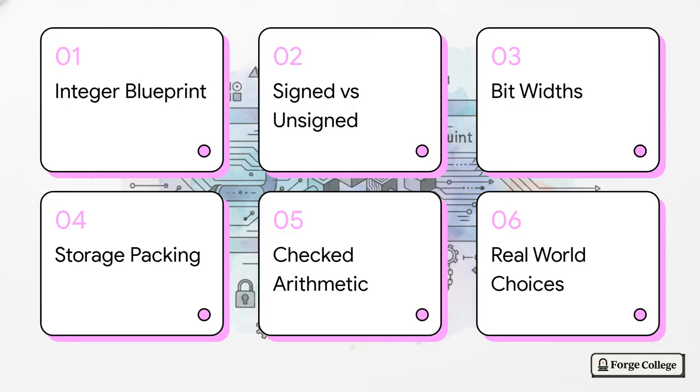Okay, so here's our schematic for today. 1. The blueprint of Solidity integers. 2. Signed versus unsigned types. 3. Why size matters with bit widths. 4. Storage packing for gas. 5. Safety first with checked arithmetic. And finally, 6. Real-world choices. We're going to step through exactly how to pick the right integer size so your smart contract runs brilliantly instead of breaking catastrophically. Let's dive in.